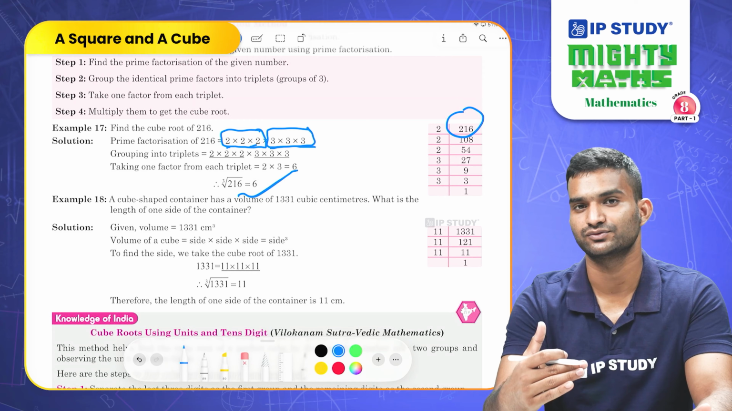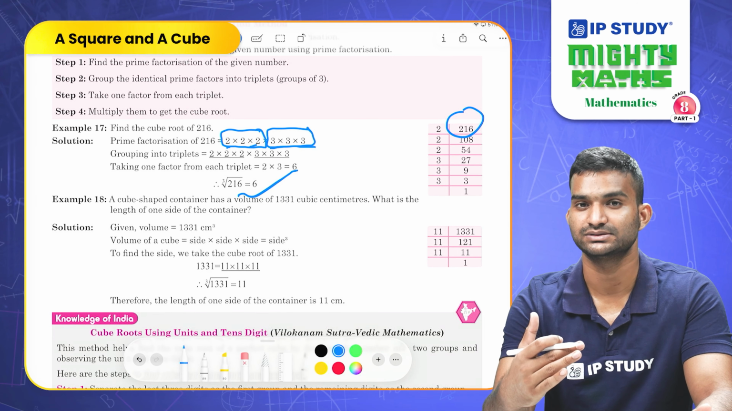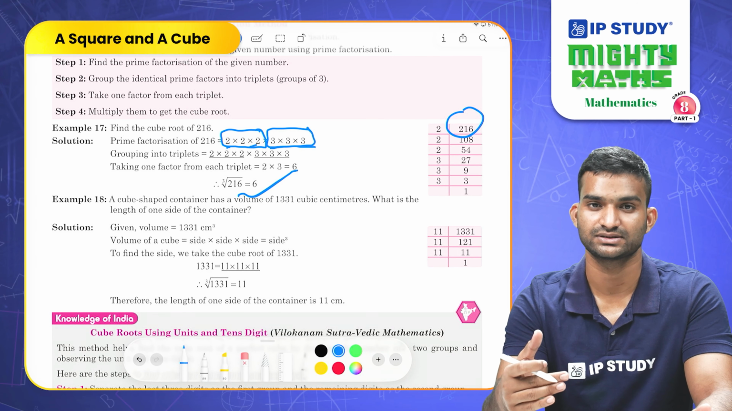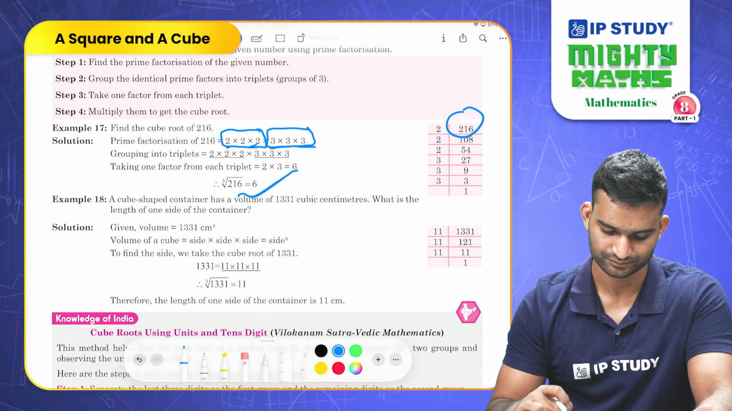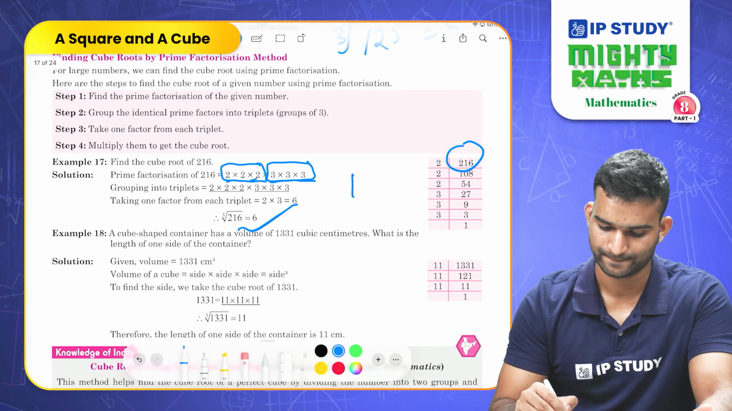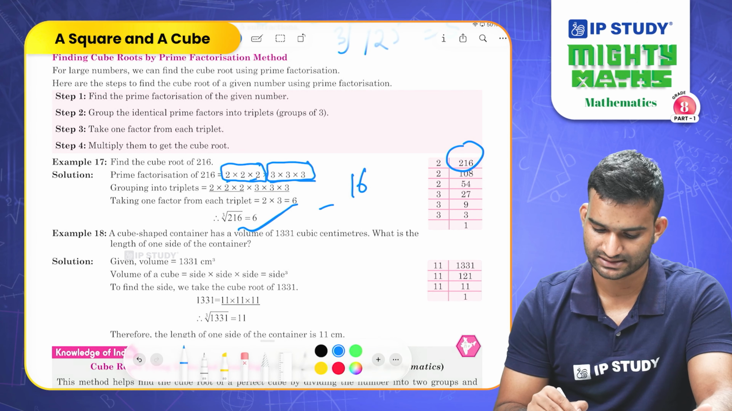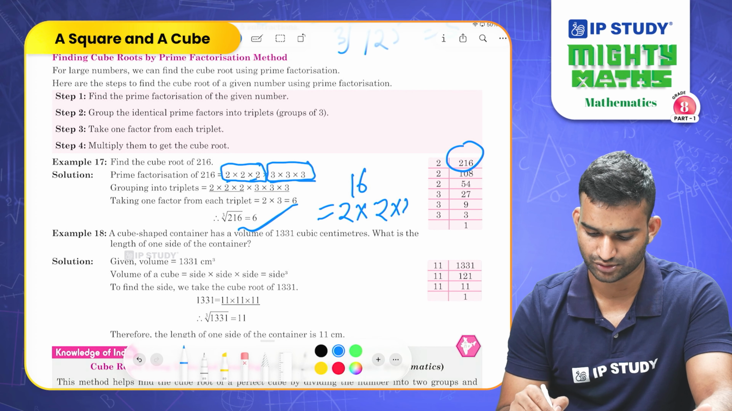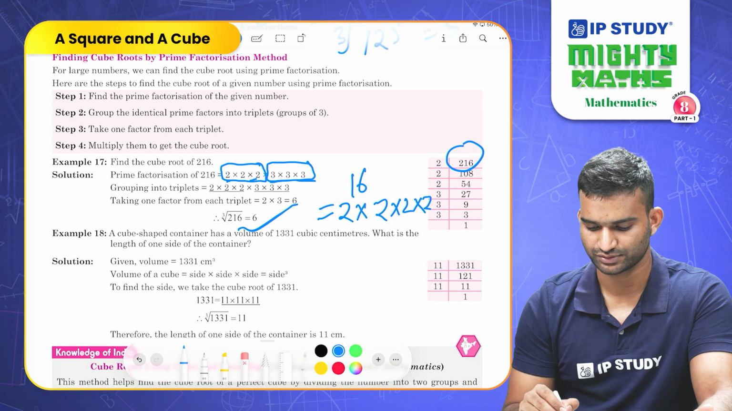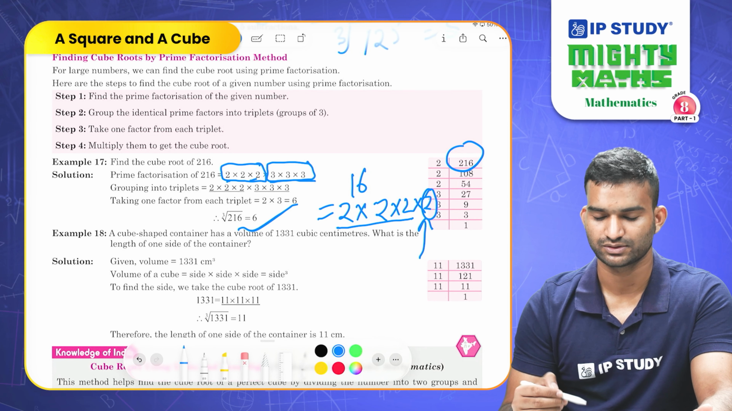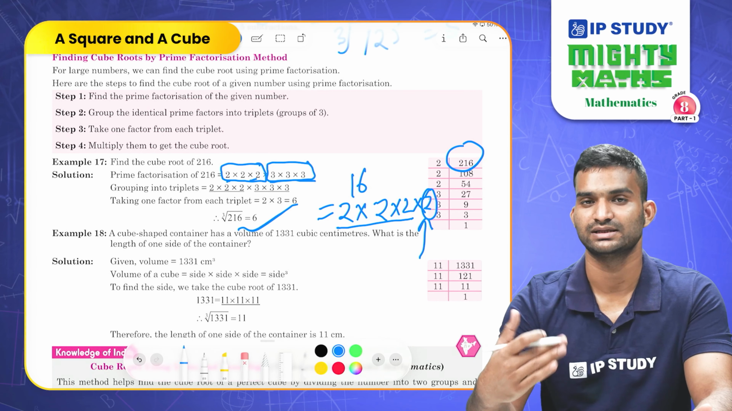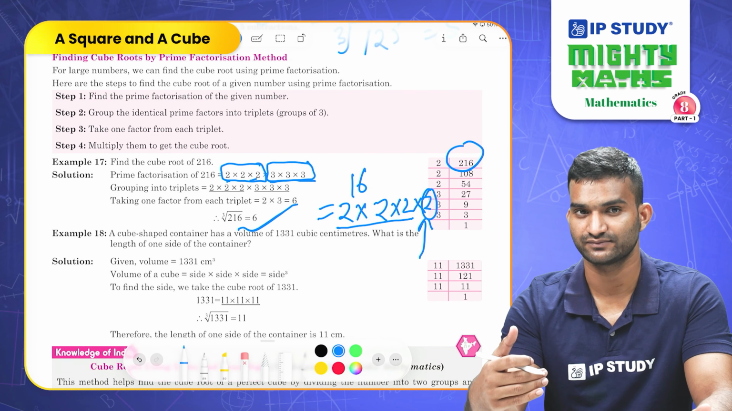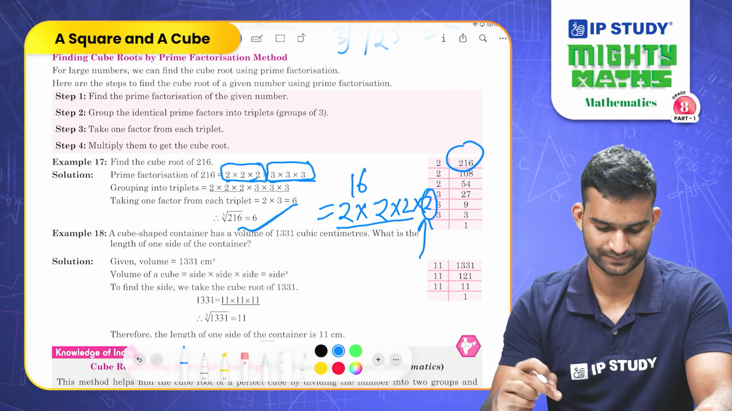So basically we have to look for the triplet. Whenever a number doesn't have a complete triplet present in the prime factorization, we say that number cannot be a perfect cube. For example, if we take 16, we can write 16 as 2 cross 2 cross 2 cross 2. So we can see there is a triplet and there is a 2 that is left unpaired. So we can say that the cube root of 16 is not possible in this case because it has a factor that is left unpaired for its triplet.